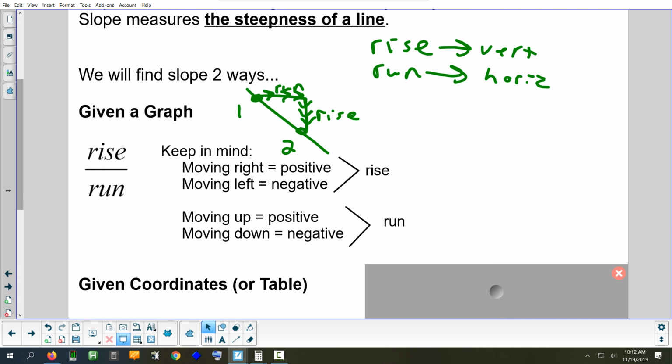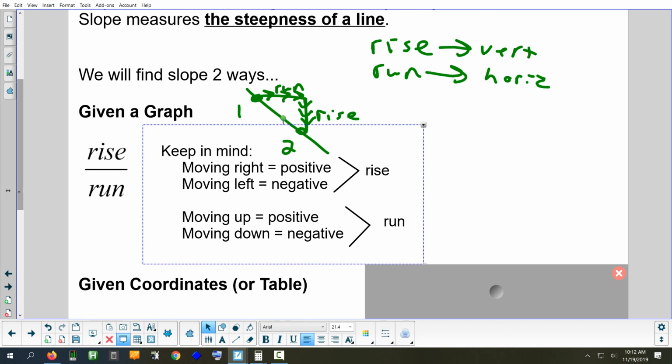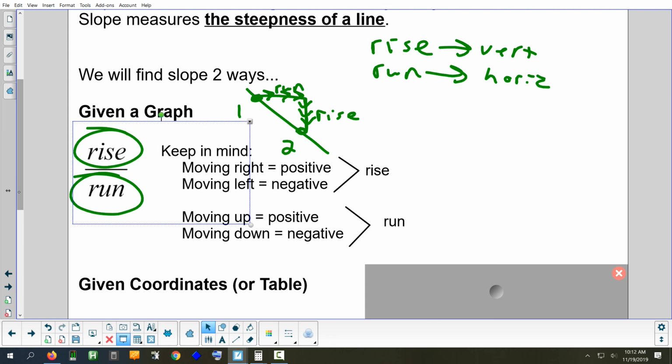So, moving left and right, that's how you find your rise. Once you find that number, you put it right here in a fraction. Moving up and down, that's how you find your run. Once you find that number, you put it right there in the fraction. Once you write rise over run, you've just written the slope. You just have to find these two numbers by counting on a graph, if you're given a graph.